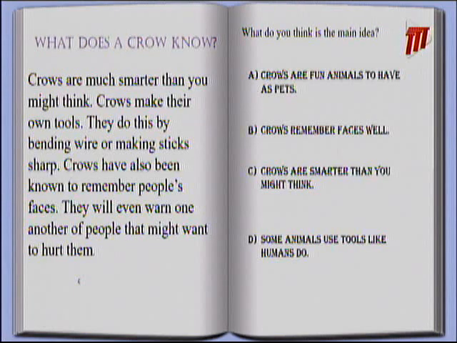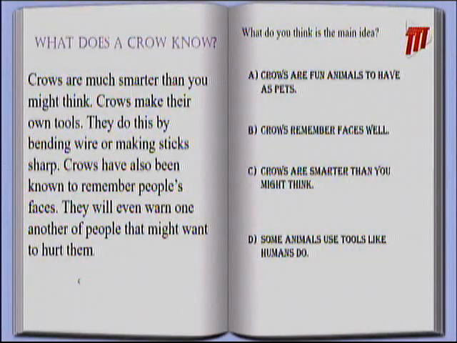So the main idea, what do you think it might be? Let's see our options. Crows are fun animals to have as pets. Crows remember faces well. Crows are smarter than you might think, or some animals use tools like humans do. So I'm going to give you a little while, and I want you to think about what the main idea of this particular paragraph might be from those examples. I promise you it's one of those four. So just think about it for a little while and see if you can get it. Feel free to write the answer down on a piece of paper to make sure. Right? So let's check it out.